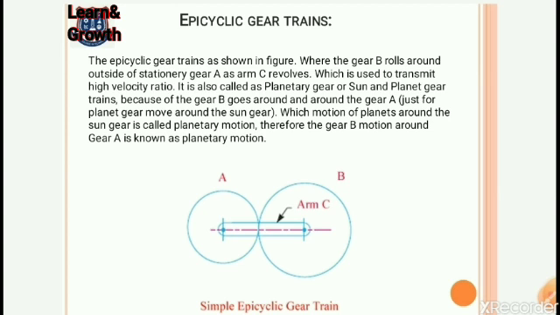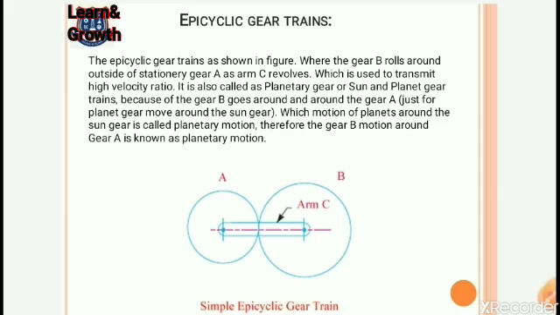In the epicyclic gear train, there are two gears. One gear will be the stationary gear, and the second one is the rotary gear. The epicyclic gear train basically comes from the system of sun and planetary gears. As we can say, the sun is stationary and all of the planets are moving around the sun. From this concept we can use this epicyclic gear train mechanism.